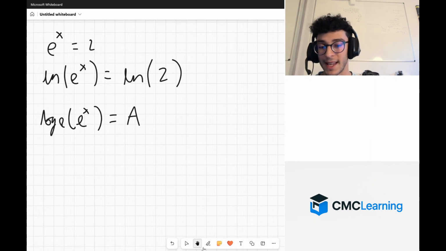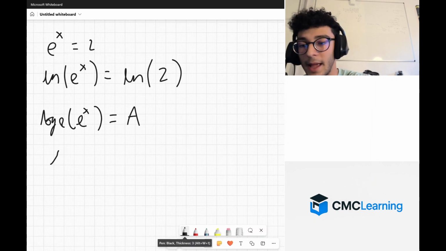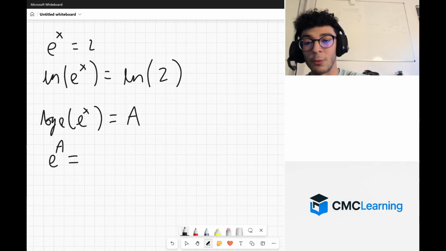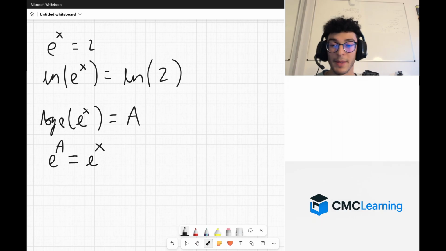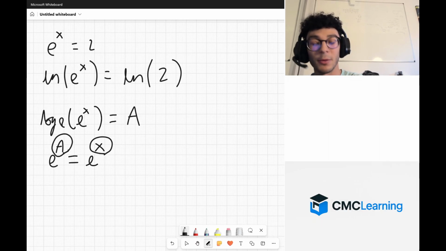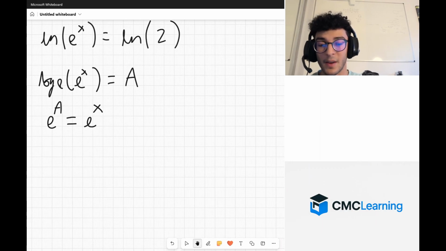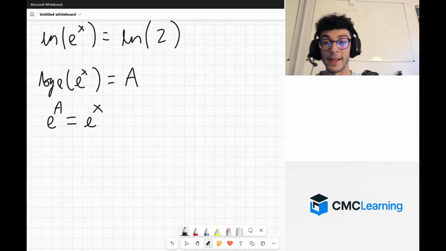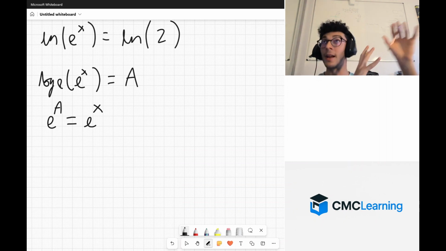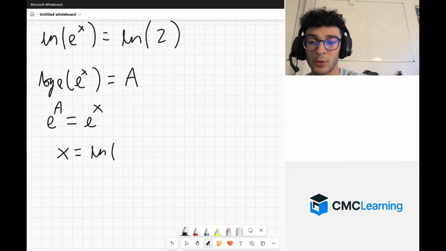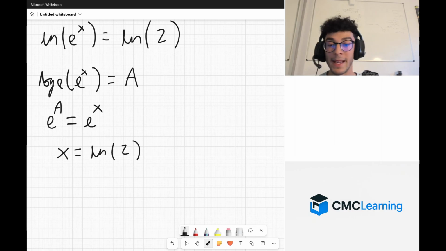So what this is basically saying is e to the power of A, if we remember our log rules, e to the power of A is equal to e to the x. So in this case, we see that A has to be equal to x. That is the only solution for this expression here. So what we can do is rewrite that top step over there. Essentially, the natural log of e to the power of anything is just that power. So what we're left with is x is equal to the natural logarithm of 2. And that would be the solution to this problem.